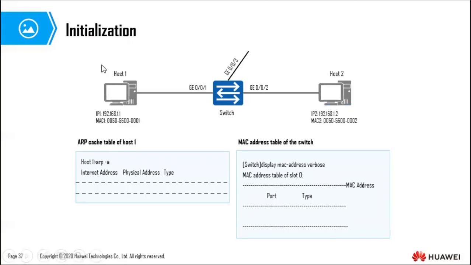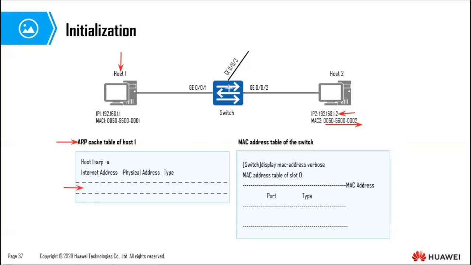So initially, host 1, before sending, is going to check its local ARP cache table. Do I have an association for this IP address? Because right now, the only thing it has is the IP address of host 2. So do I have the IP address of host 2 and the MAC address in my ARP cache table? It will check, but because they've not communicated before, it's going to find that it's empty. So I don't have that association.